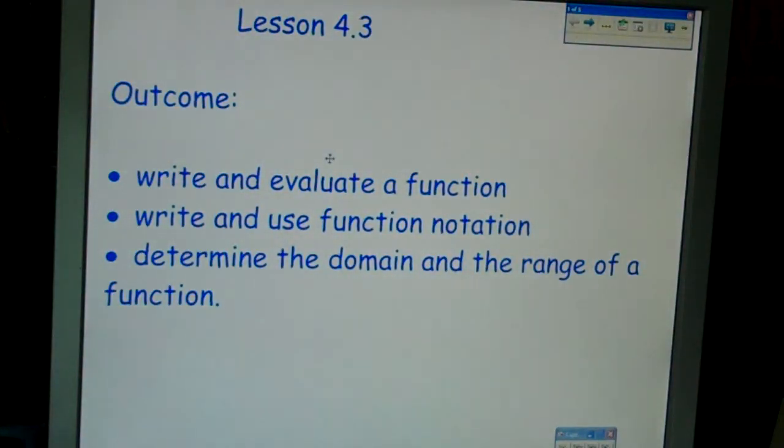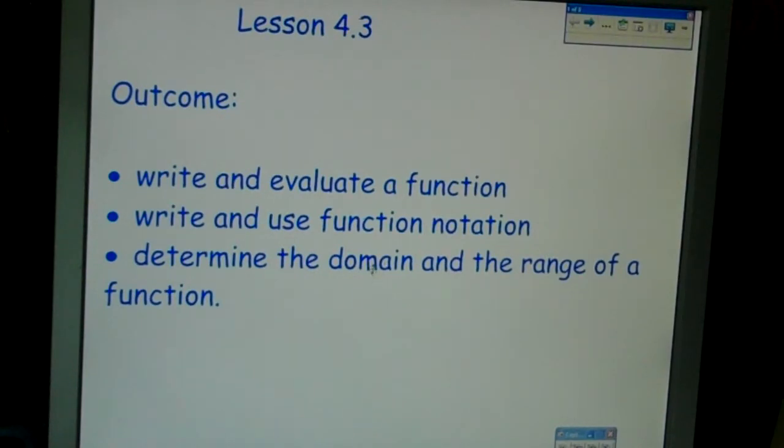Lesson 4.3, our outcome. We're going to write and evaluate a function. We're going to write and use function notation. And we're going to determine the domain and the range of a function. These two words, domain and range, should be very familiar.